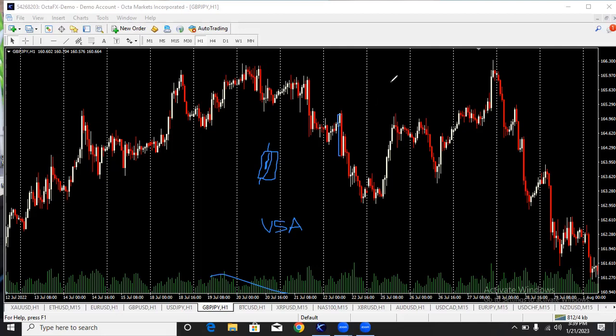That's what you call VSA. You understand? So that's it. So when we look at the volume, we're looking at it in relation to the spread.